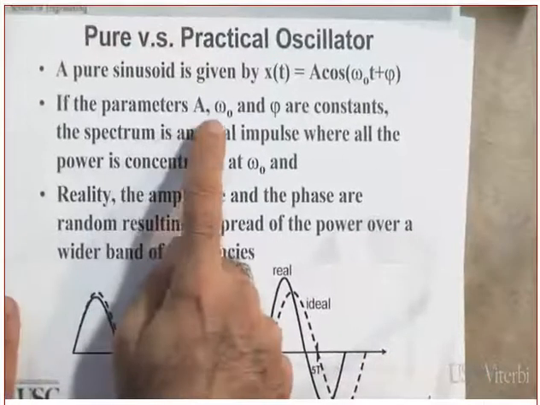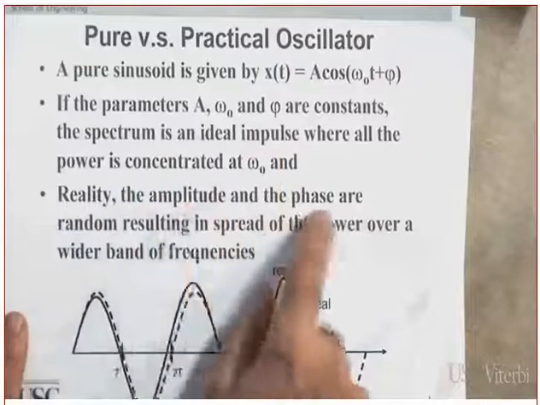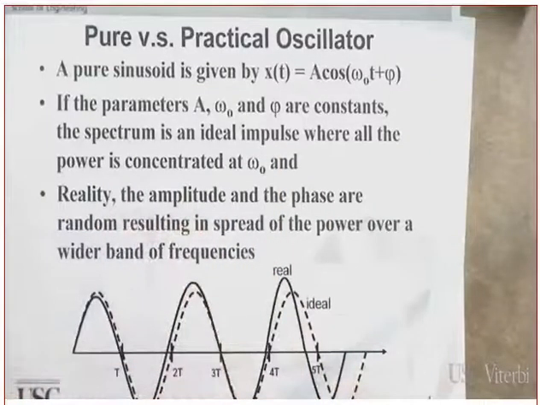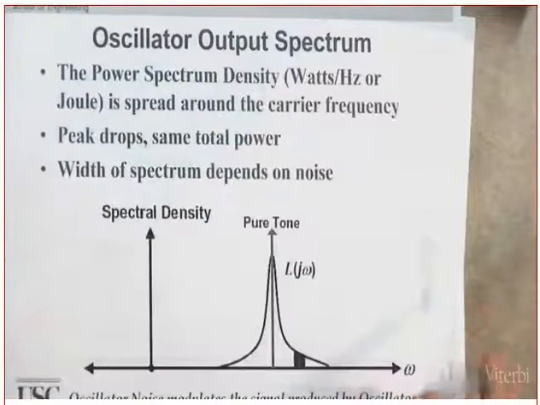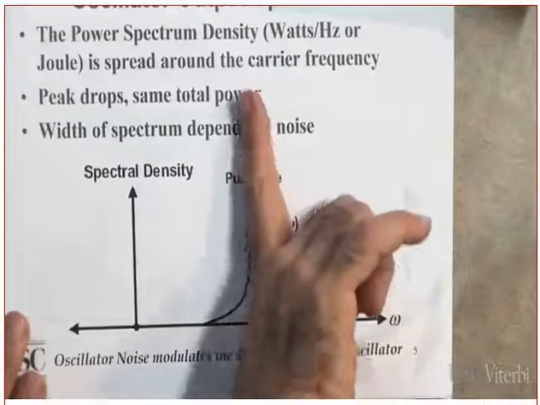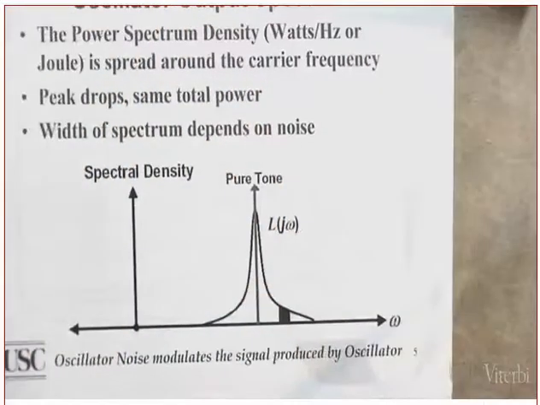So if the parameters A, omega naught, and theta are constant, the spectrum is just an ideal impulse. But the reality is that the amplitude and the phase are going to be random, resulting in spreading the power. Instead of the power being concentrated in one frequency, it will spread and it will result in a spectrum like this. The spectrum looks like a long line, but that line suddenly drops down as we increase omega. Did you get my point or not?